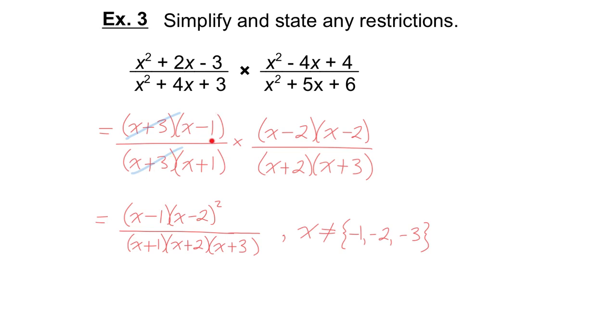So I'm left with x minus 1 times x minus 2 times x minus 2 in the numerator. Now, of course, I can simplify x minus 2 times x minus 2 to just x minus 2 squared. In the denominator, I have x plus 1 times x plus 2 times x plus 3. And this is simplified. Now, back here, I had to look at my restrictions. X can't be negative 3, negative 1, negative 2, or negative 3, which I list here.